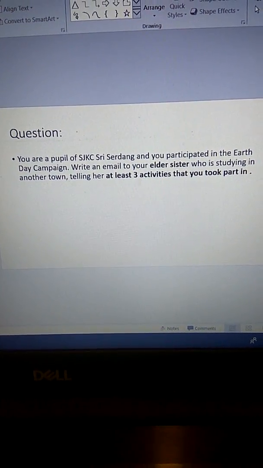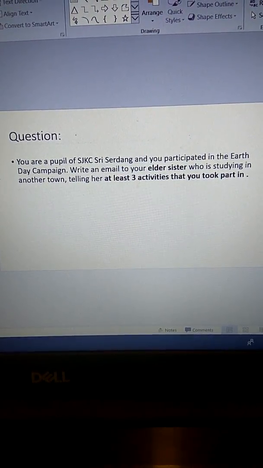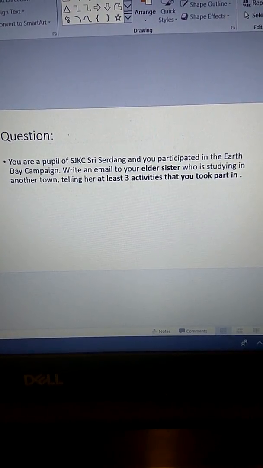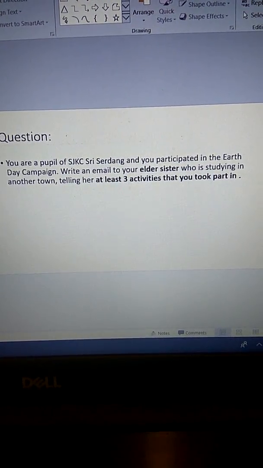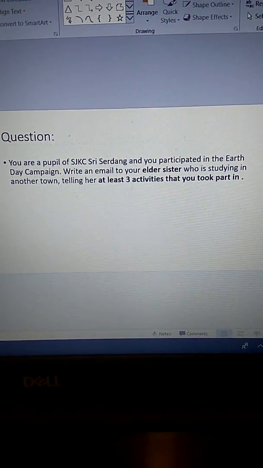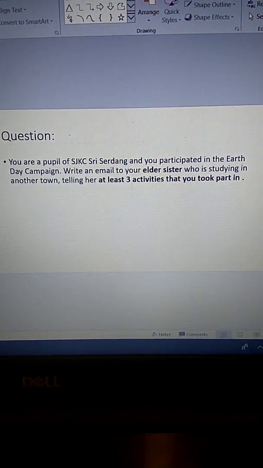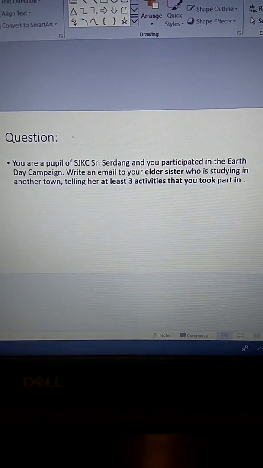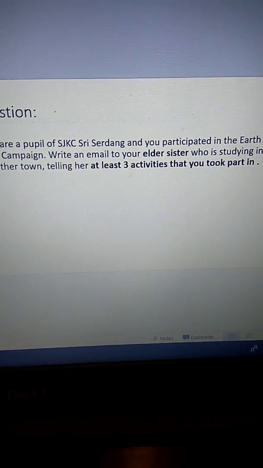You are a pupil of SJKC Serdang and you participated in the Earth Day campaign. Write an email to your elder sister, as I've highlighted there. Write an email to your elder sister, which is something you need to make sure you remember. It is a girl, okay? And you need to use the correct personal pronouns. She is studying in another town, and you are telling her about at least 3 activities that you took part in.